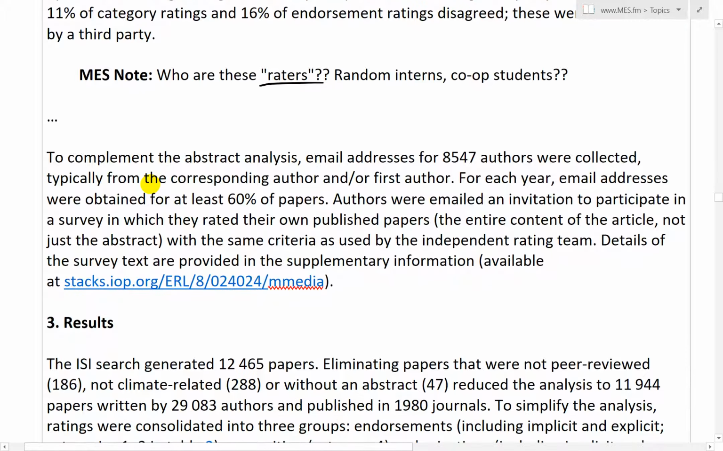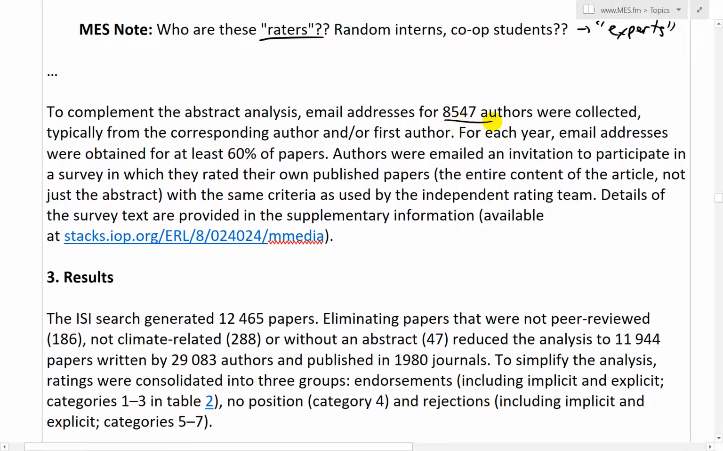So to complement the abstract analysis, email addresses for 8,000 authors were collected, typically from the corresponding authors and/or first author. For each year, email addresses were obtained for at least 60% of papers. Yes, about that much were collected.